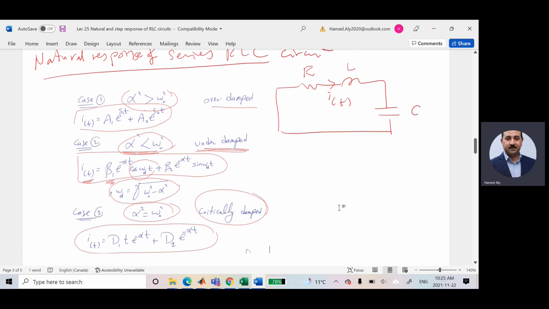This is in case of what? We are talking about series RLC and natural response. Again, don't forget that alpha is equal to R over 2L and omega is equal to the square root of 1 over LC.